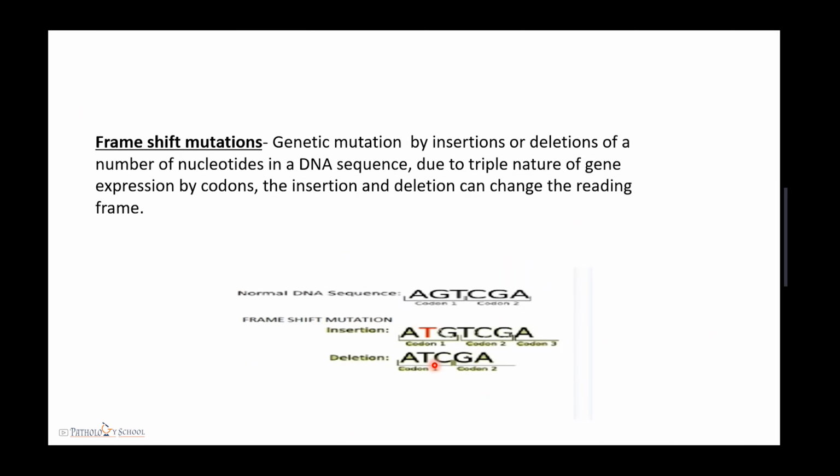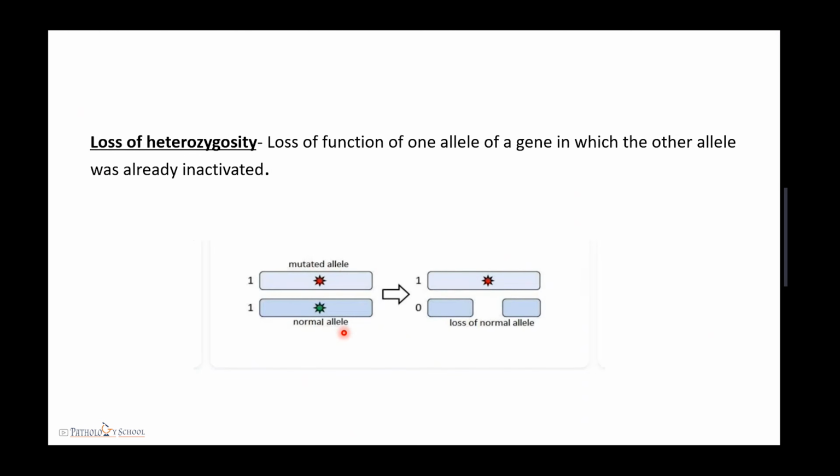What are frameshift mutations? These are genetic mutations because of insertions or deletions of a number of nucleotides in a DNA sequence, due to the triple nature of gene expression by codons. Insertion and deletion can change the whole reading frame. Here we can see in frameshift mutation, the whole reading frame is getting changed because of insertions and deletions of a number of nucleotides.